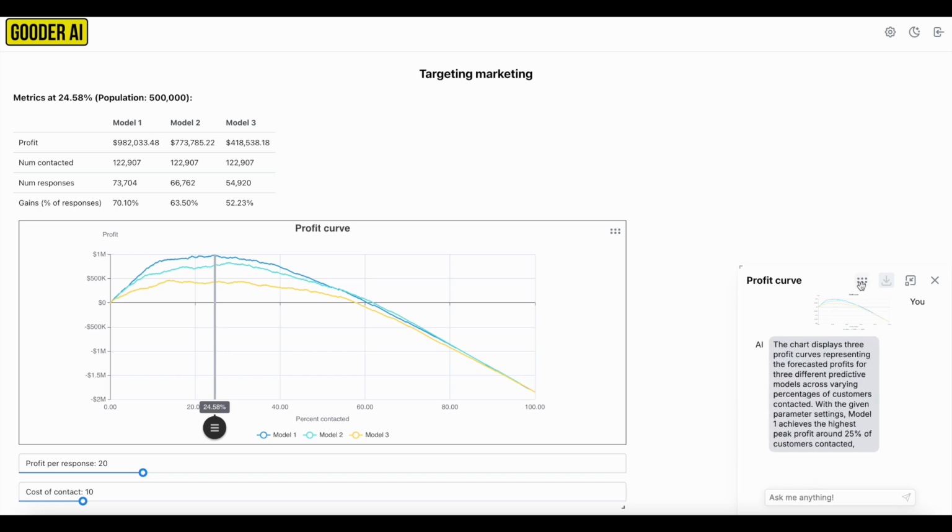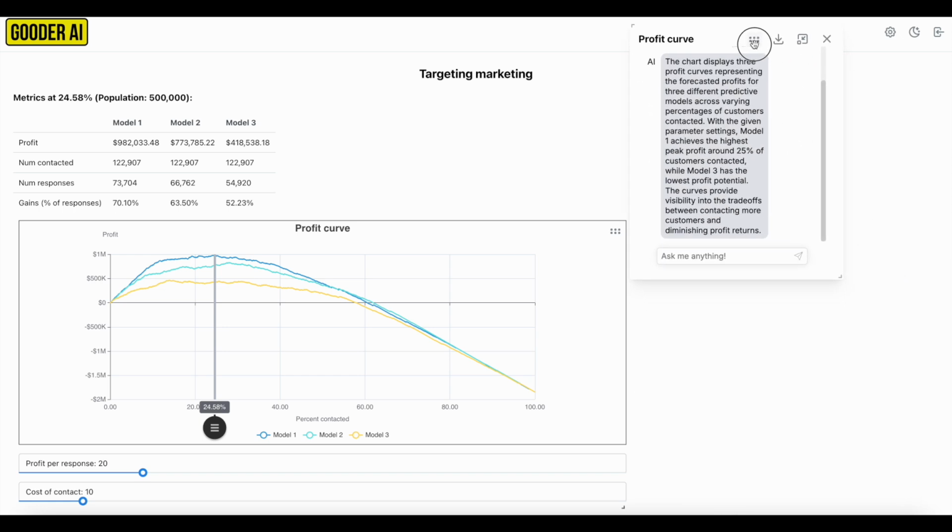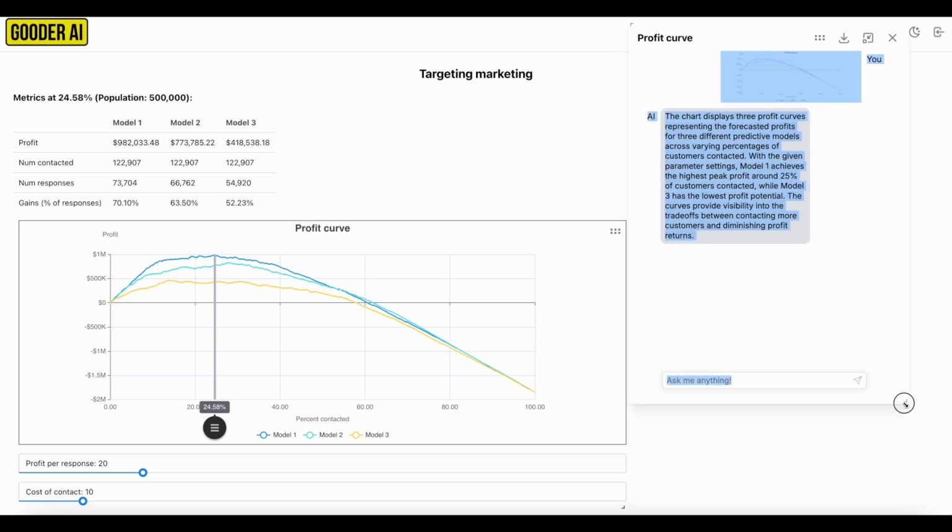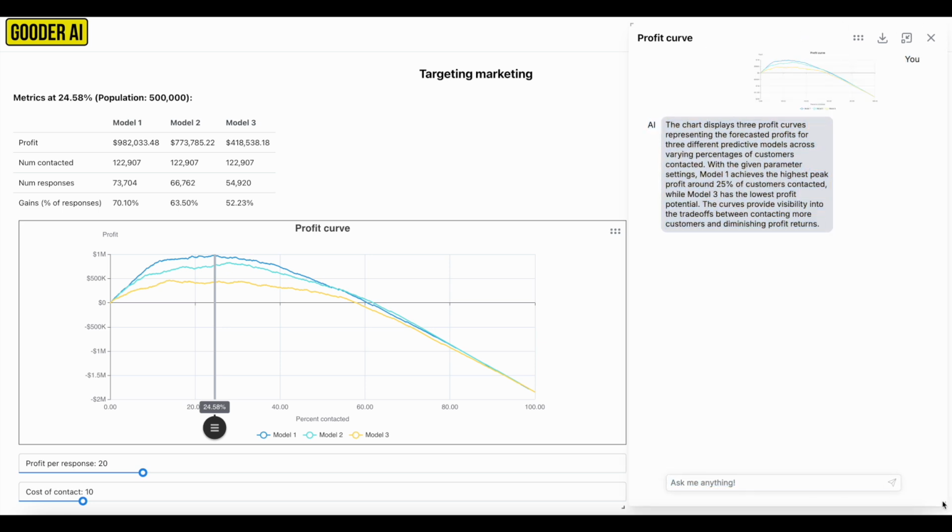The chart displays 3 profit curves representing the forecasted profits for 3 different predictive models across varying percentages of customers contacted. With a given parameter settings, Model 1 achieves the highest peak profit around 25% of customers contacted, while Model 3 has the lowest profit potential. The curves provide visibility into the trade-offs between contacting more customers and diminishing profit returns.